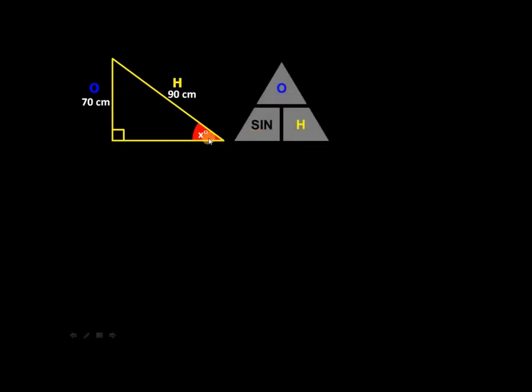Now we want to find the angle. Before we do that, we must find the sine. So cover sine, and we see sine is equal to opposite over hypotenuse. We now replace opposite and hypotenuse by the two numbers, opposite 70, hypotenuse 90, and we get this. Now we don't want sine x, we want x. We go back to the angle. Go back means shift sine. So x equals shift sine this fraction.